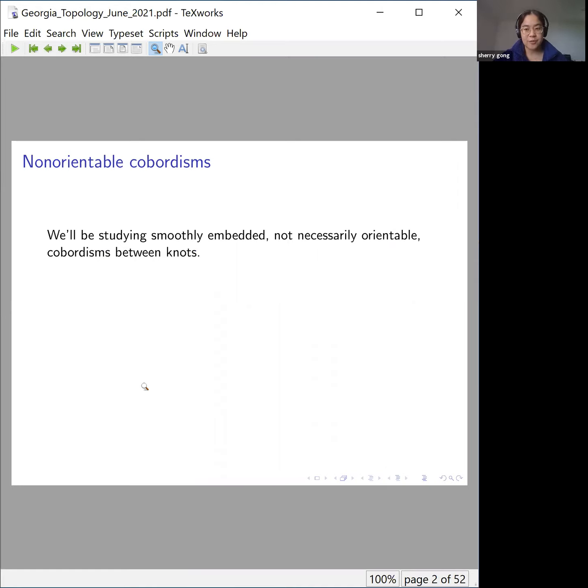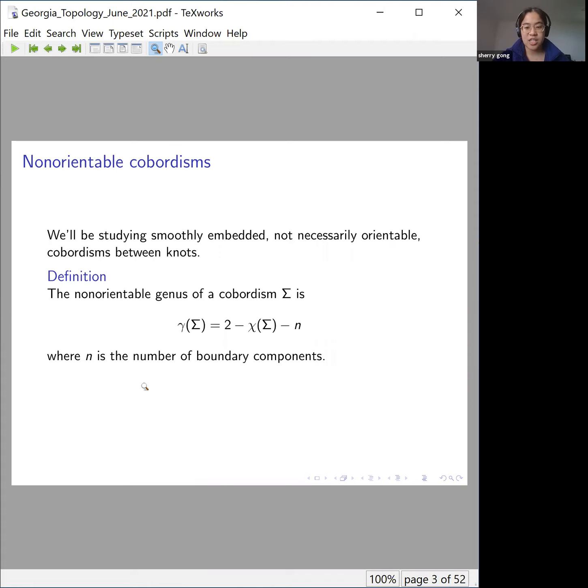One of the quantities of such cobordisms that we'll be using is the notion of the non-orientable genus. The non-orientable genus of a cobordism is defined to be 2 minus the Euler characteristic minus the number of boundary components. So for a cobordism between knots, this just ends up being the negative of the Euler characteristic.